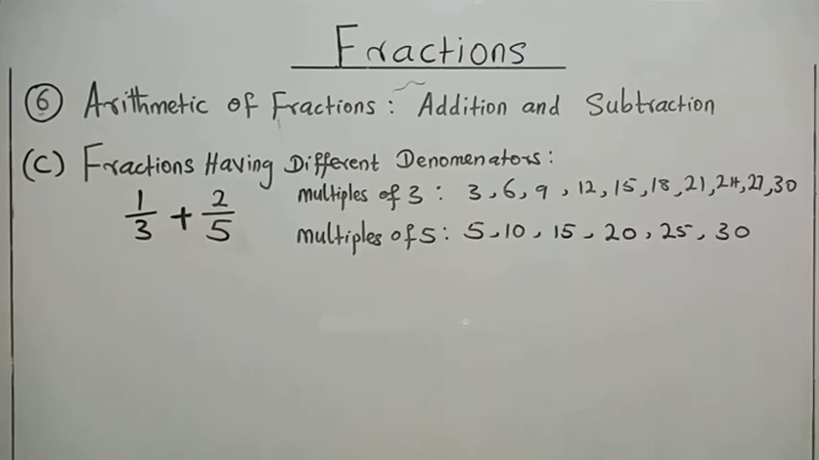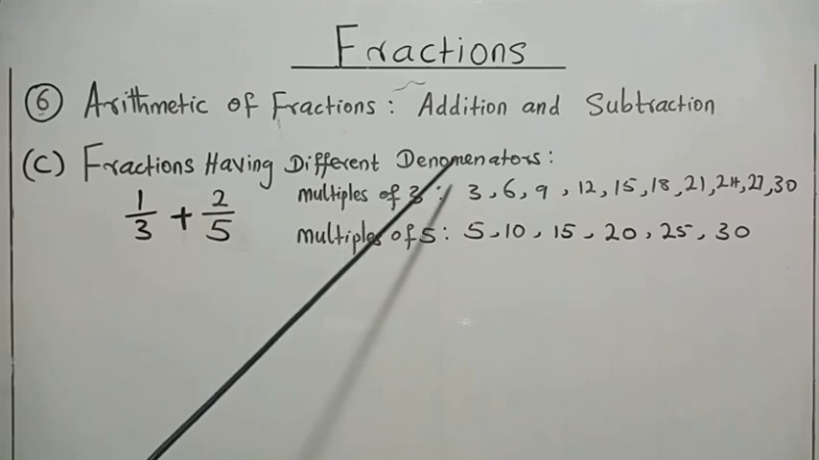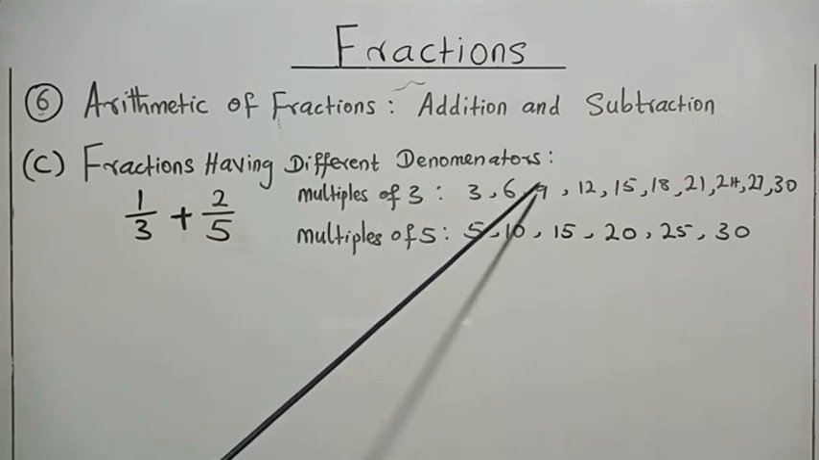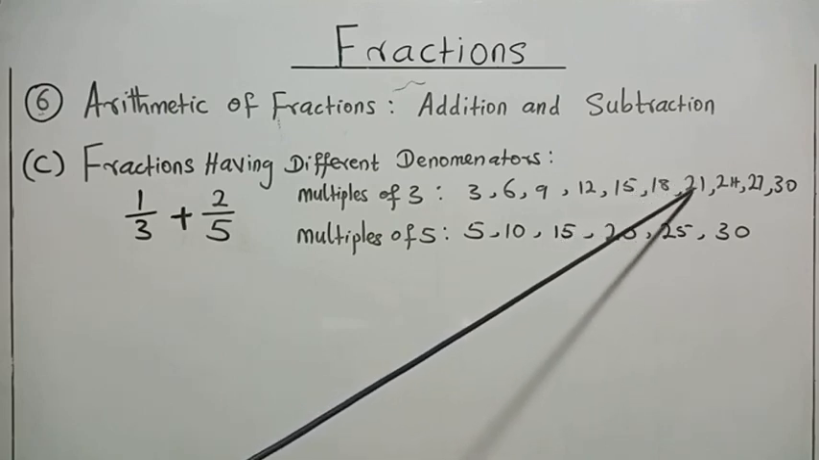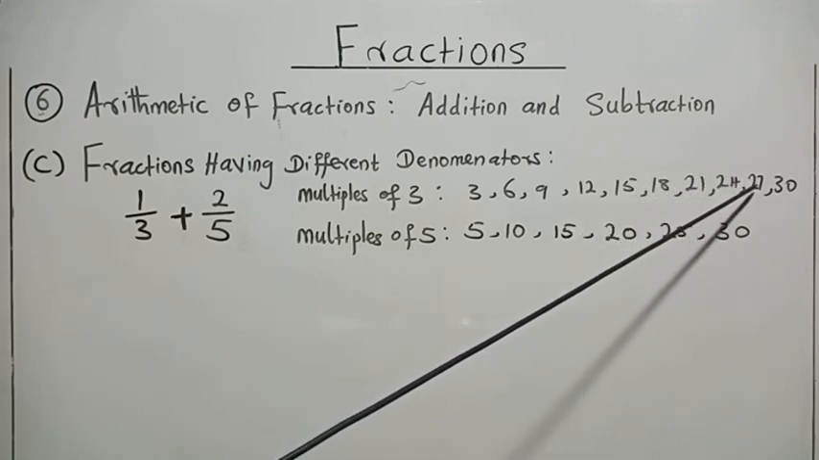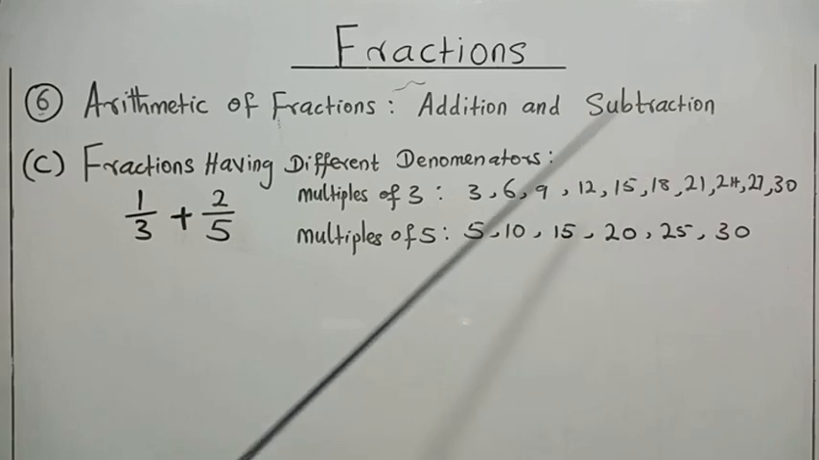And here they come. The multiples of 3 are 3, 6, 9, 12, 15, 18, 21, 24, 27, and 30. I hope you know what I mean by multiples. That is, if we keep on adding 3 to 3 each time, the numbers we get as we keep adding 3 are the things referred to as multiples of 3.